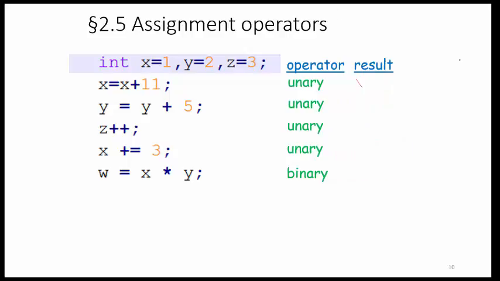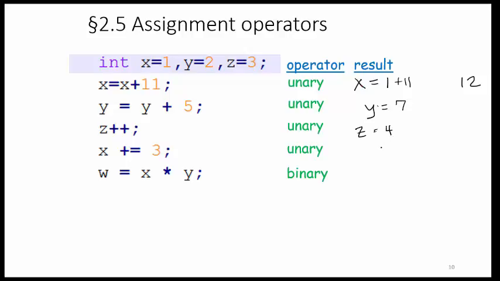We'll go through it. So x is assigned x plus 11. So x is 1 by our original declaration. So x now is going to get assigned the value 1 plus 11. So we know that the value of x is 12 right now. Y gets y plus 5. That's easy enough. So y currently becomes 7. Z++. So plus plus means increment by 1. So z is currently 3, so now z will be a value of 4.